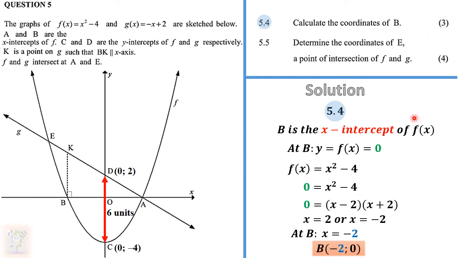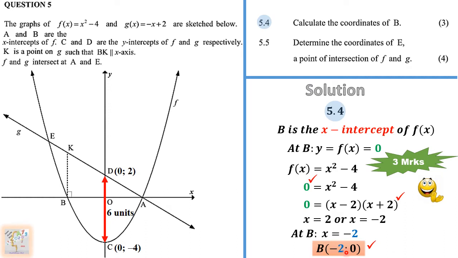Look at the marks. Now this is how you get your 3 marks. You get a mark for knowing that at b, for substituting f of x or y with 0, and then for finding the factors, and also for the correct choice of x at b, which will be minus 2. Okay? So the coordinates will be minus 2 and 0. If you do this, even if I'm not with you in the examination, I will clap hands for you. Okay? Because you got your 3 marks.